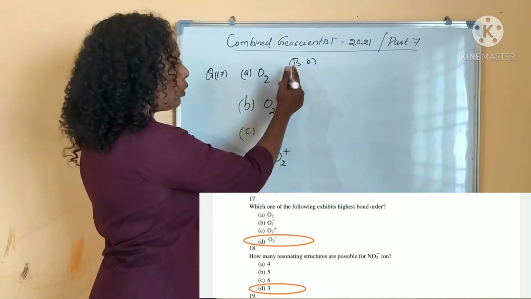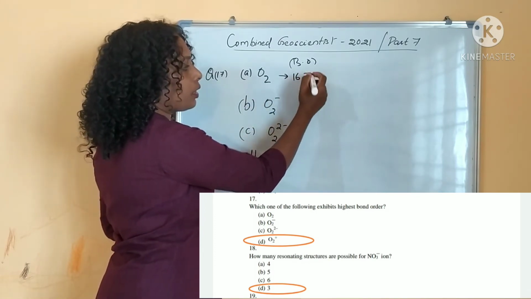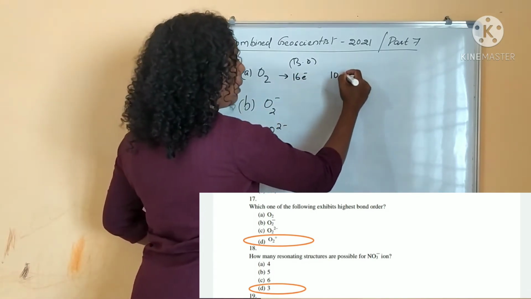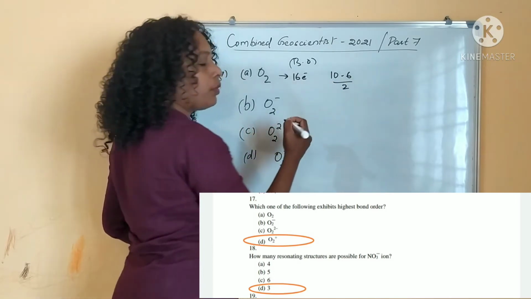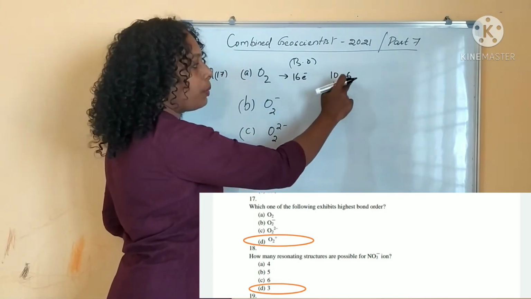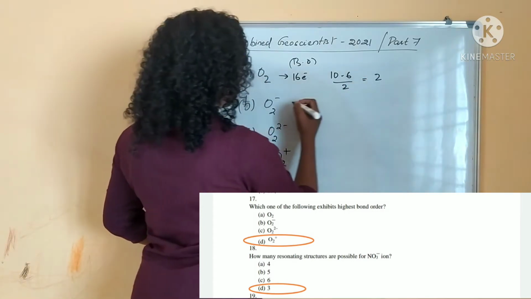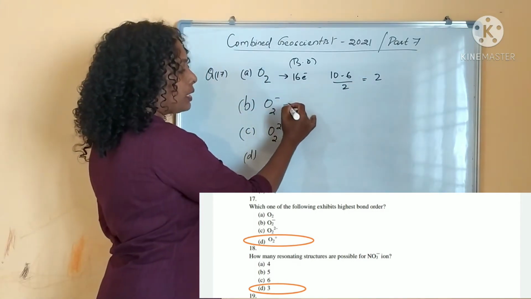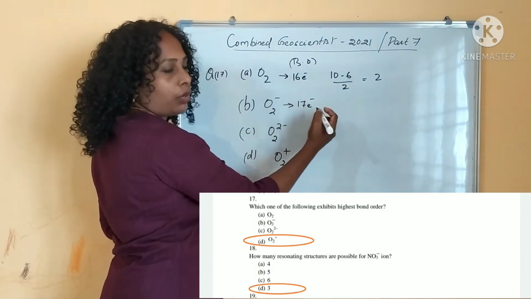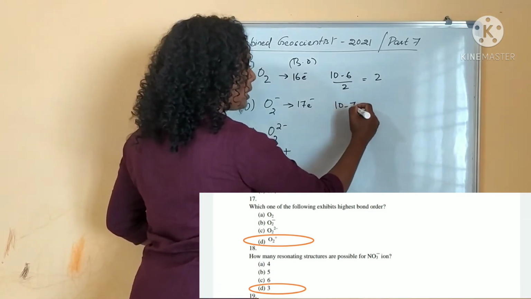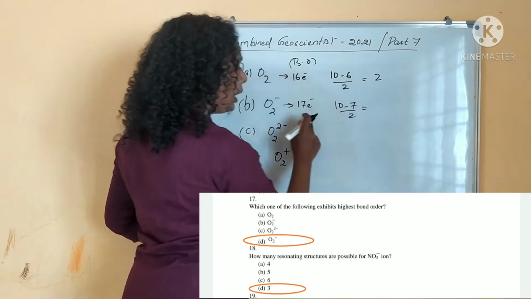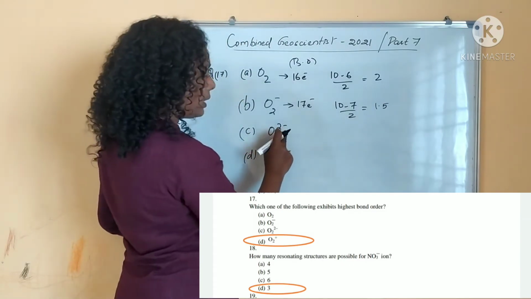So that is the bond order. Oxygen is a 16 electron system, right? So 10 minus 6 divided by 2 you have to do. 10 electrons in the bonding orbitals and 6 antibonding electrons, divided by 2, you will get 2, right? O2 minus means how many electrons? 17 electrons. So 10 minus 7 divided by 2 you will get 1.5. So 1.5 is your answer.